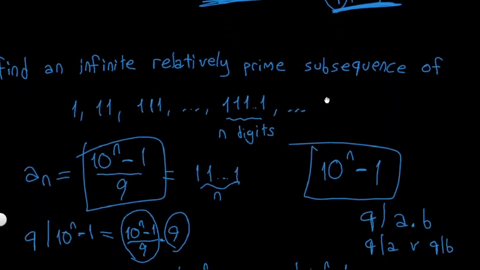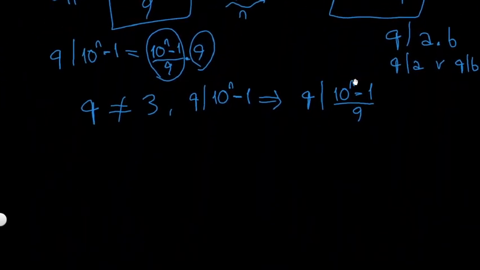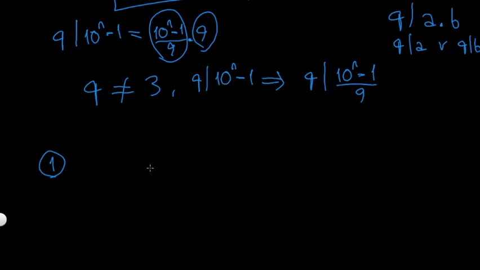Now let's get to the question. We're going to explore some facts, and we will get there. First, let's explore some properties of this sequence. Like I said, I will pick two numbers. So for example, q divides 10^p - 1.